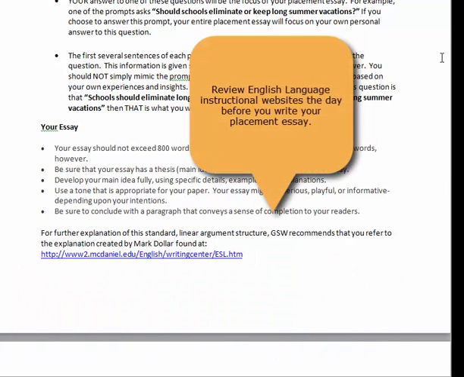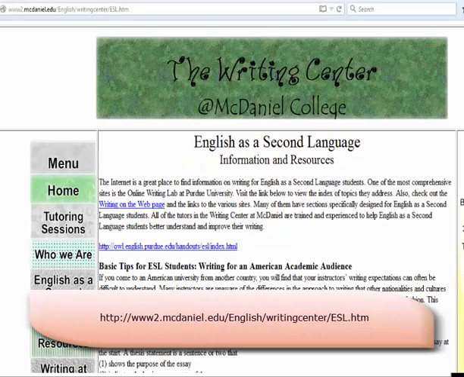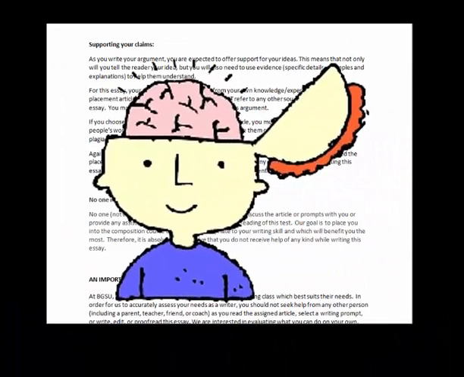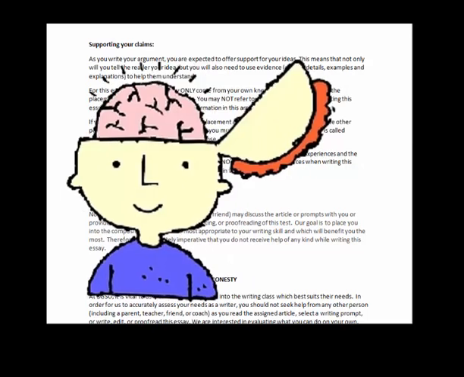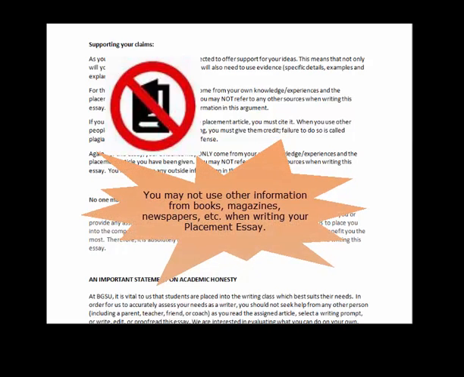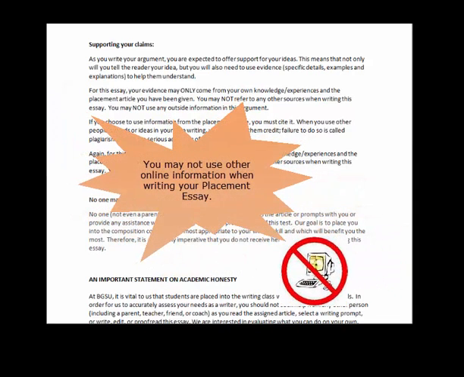For a further explanation of this standard linear argument structure, GSW recommends that you refer to the explanation before you write your essay. For this essay, your evidence may only come from your own knowledge and experiences and the placement article that you have been given. You may not refer to any other sources when writing this essay. You may not use any outside information in this argument.